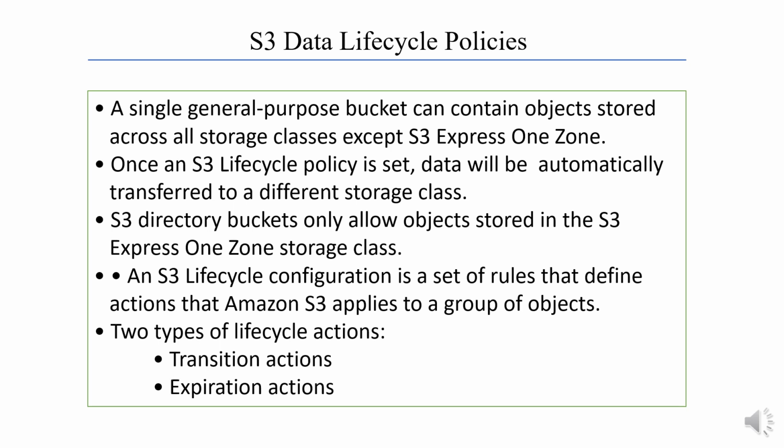Transition actions. These actions define when objects transition to another storage class. For example, you might choose to transition objects to the S3 Standard-IA storage class 30 days after creating them, or archive objects to the S3 Glacier Flexible Retrieval storage class one year after creating them. Expiration actions. These actions define when objects expire. Amazon S3 deletes expired objects on your behalf.